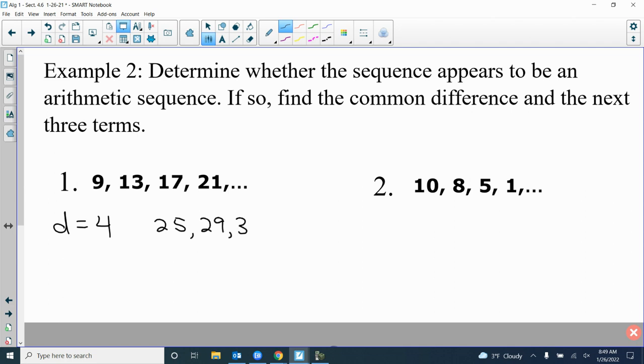34? Going by 5. Or 4. Oh, 33. Now remember the dots mean that just keeps going on. That same pattern keeps going on. But those are the next 3: 25, 29, 33. So we're good.